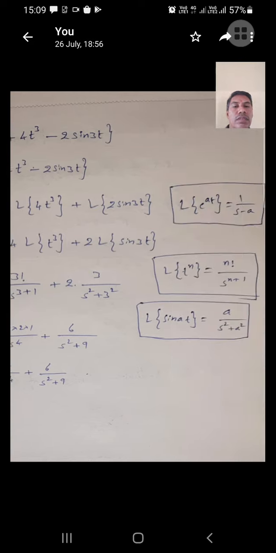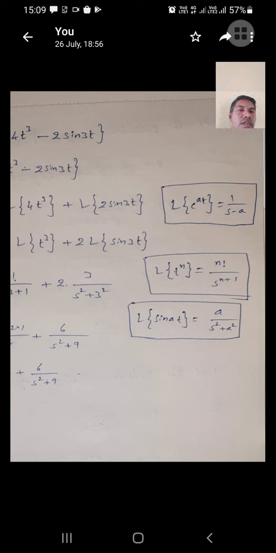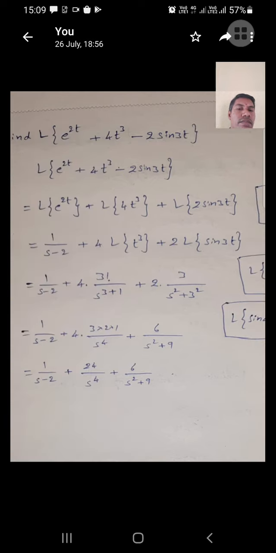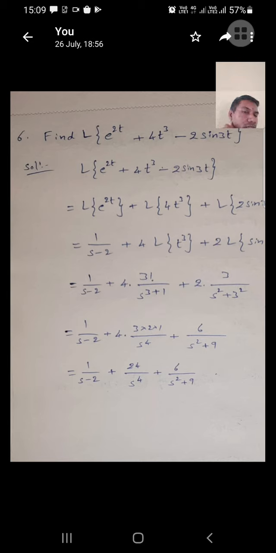Whatever we used here, we have kept the formulas in brackets. Laplace transformation of e power at equals 1 by s minus a. Laplace transformation of t power n equals n factorial by s power n plus 1. And Laplace transformation of sine at equals a by s square plus a square. Like this we applied and simplified.